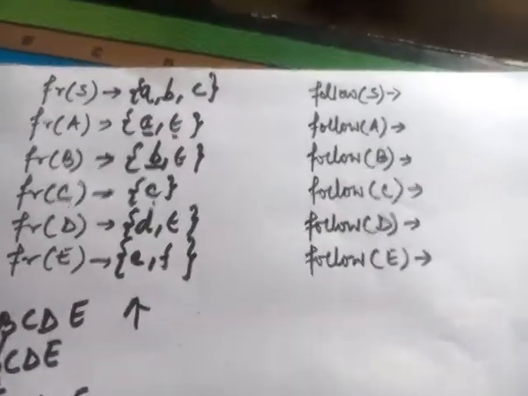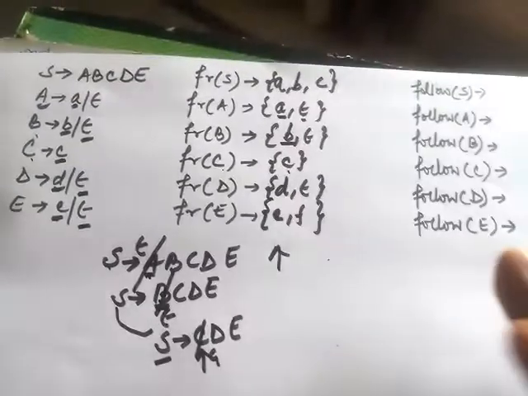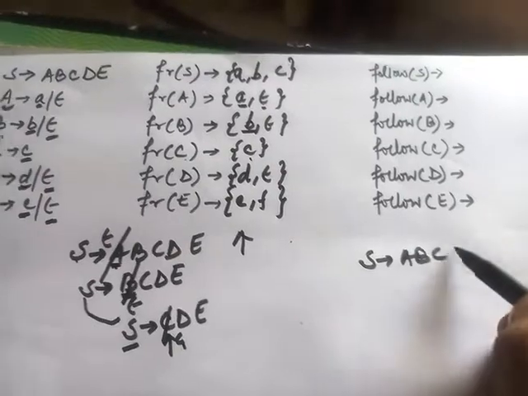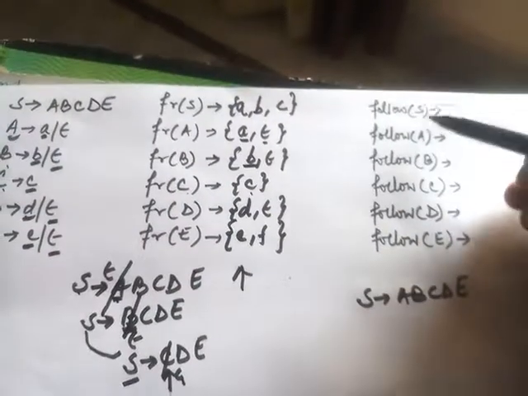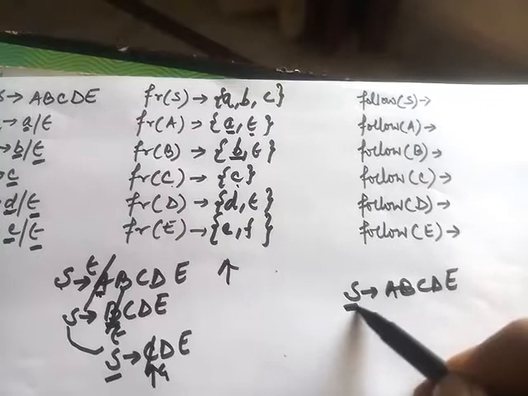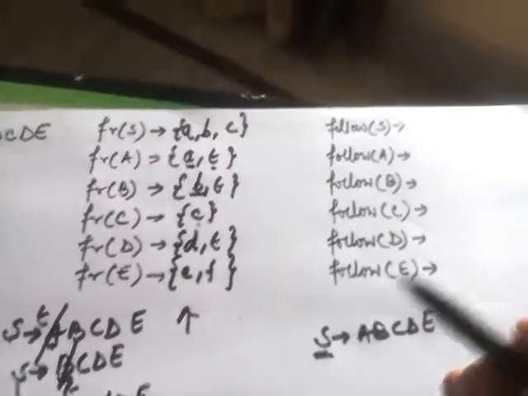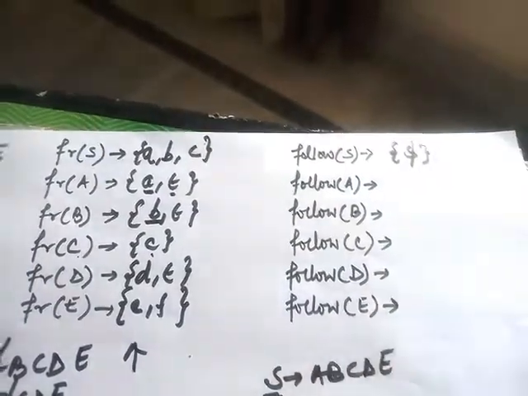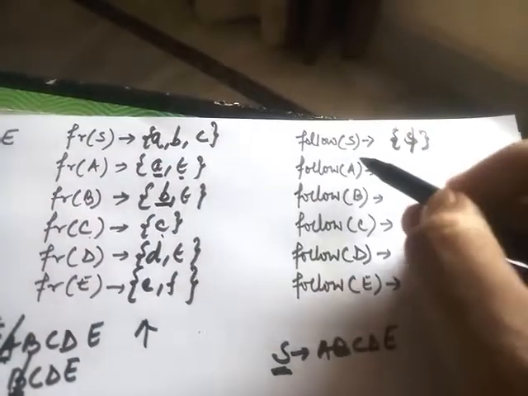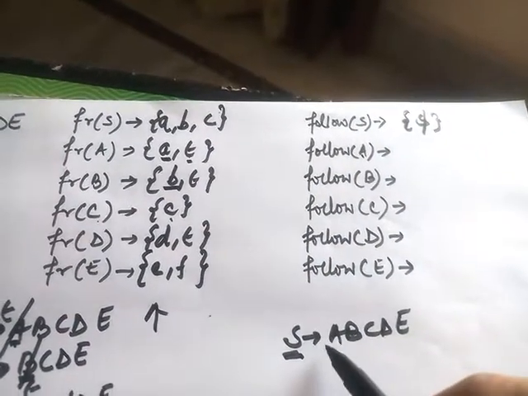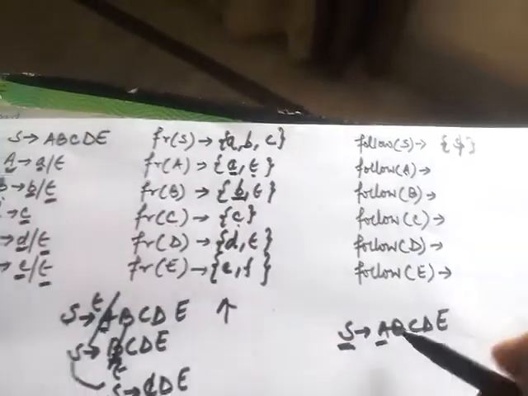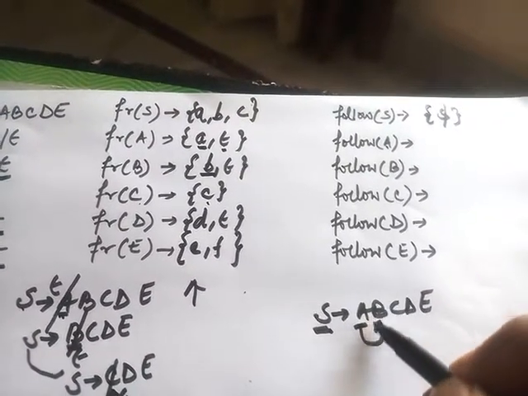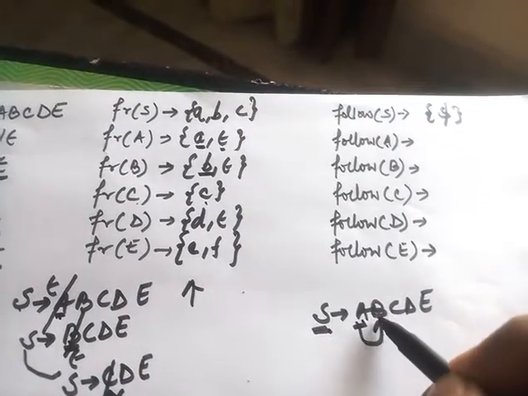Now we will see follow. Follow means, I will write, we will start from the main production. S generates A, B, C, D, E, and we have to find follow of S. Since S is a starting symbol, what is follow of S? Follow of S is dollar. Clear? Then what is follow of A? You can see, the follow of A means what comes after A? B. So we will see follow of A is first of B.